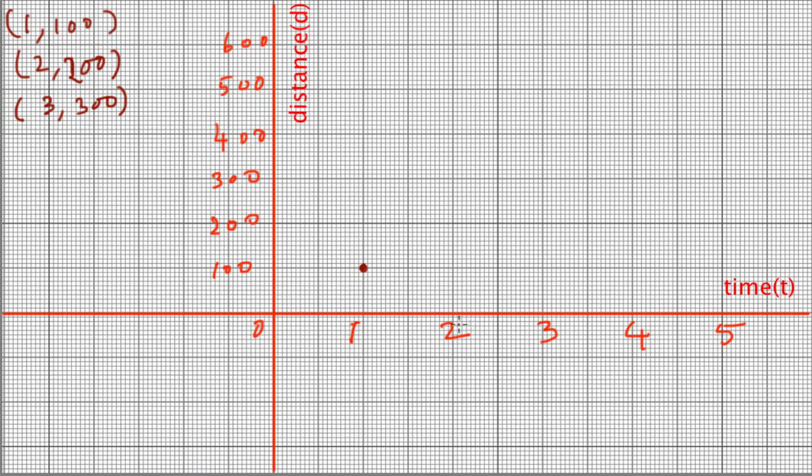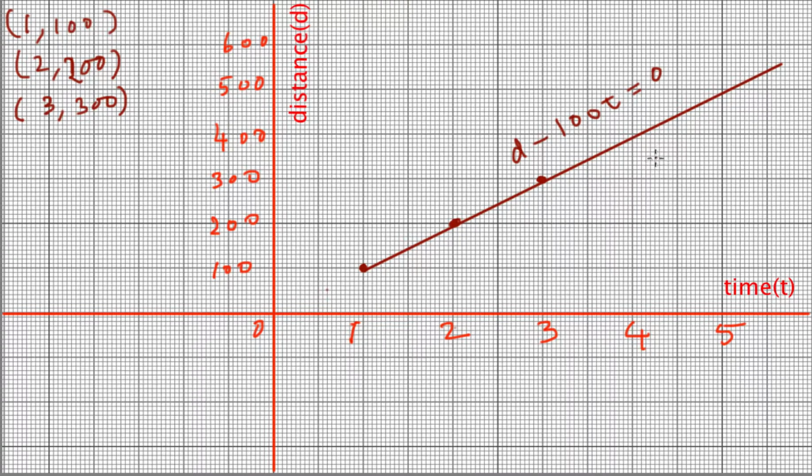The second point is when time is 2, the distance is 200. So the second point is over here. And similarly, when the time is 3, the distance is 300. So the point is here. So let's try to join these points. So that's your d minus 100t equal to 0 line. So using this graph, if we know one of the variables, we can find the other variable.